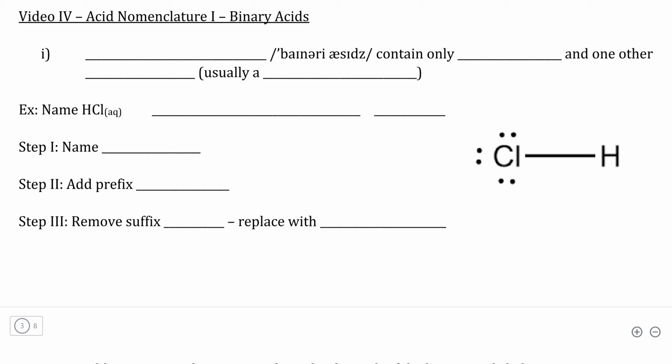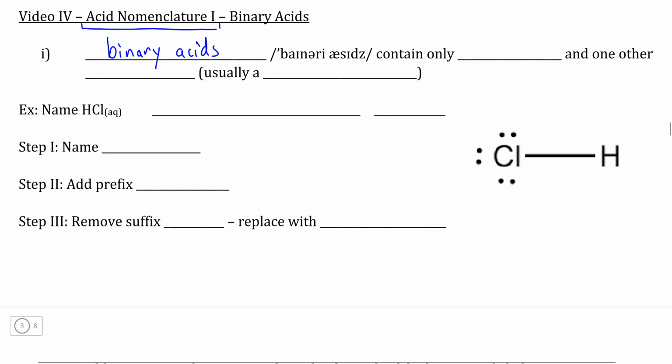Now that you've been introduced to what acids and bases are, as well as the essentials of how the pH system tells us how acidic or basic a substance is, it's time to look at the naming system that is used specifically for acids. And in part 1 of acid naming, we're going to look at the system that is used for binary acids specifically.